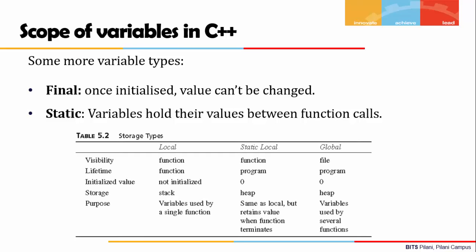The following table summarizes the lifetime, visibility, and some other aspects of local, static local, and global variables. The visibility of a local variable is inside a function, whereas the visibility of a global variable is inside one file. The local variable is uninitialized, whereas the static local and global are initialized to 0. The local variable is stored on the stack, whereas the static local and global are stored in the heap.